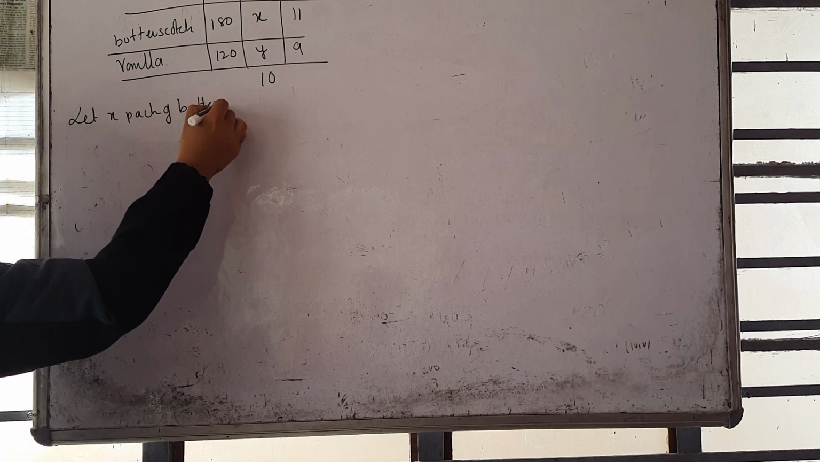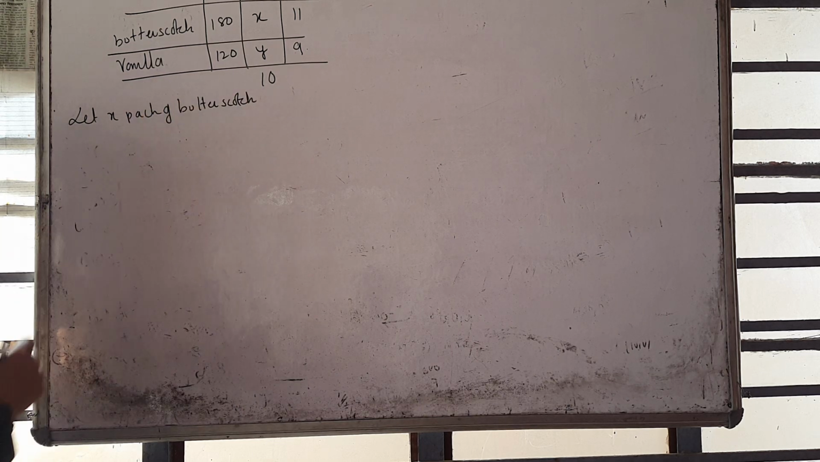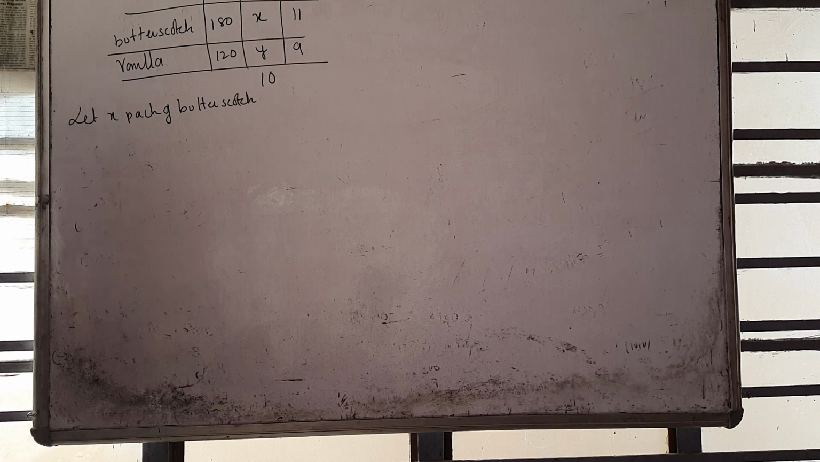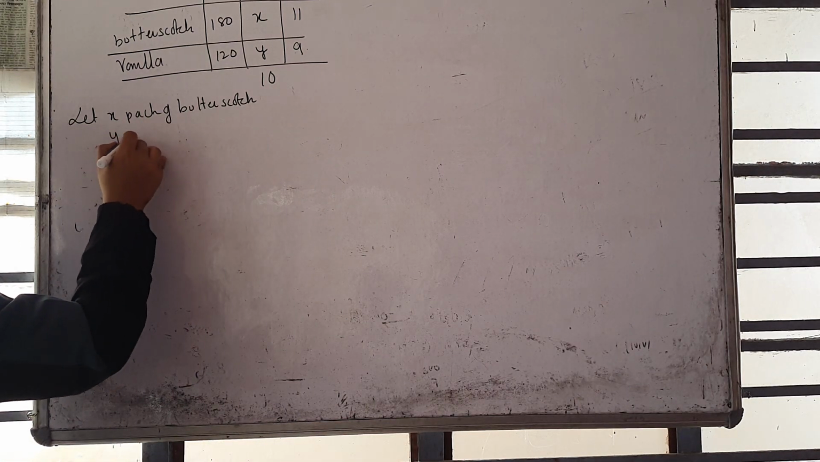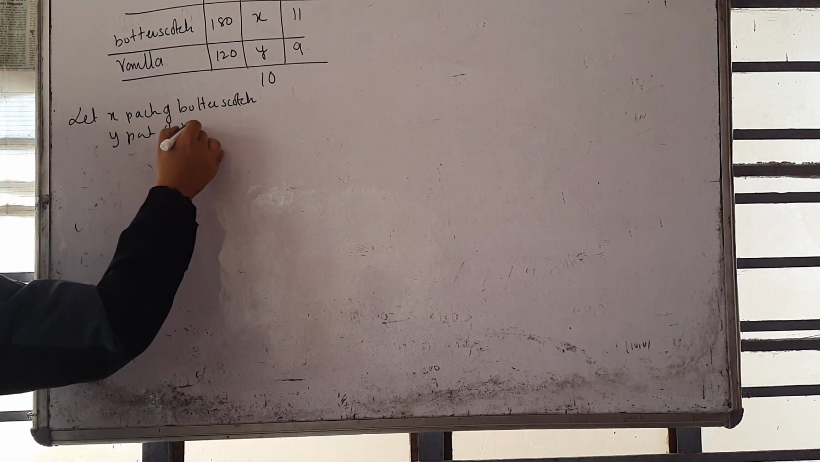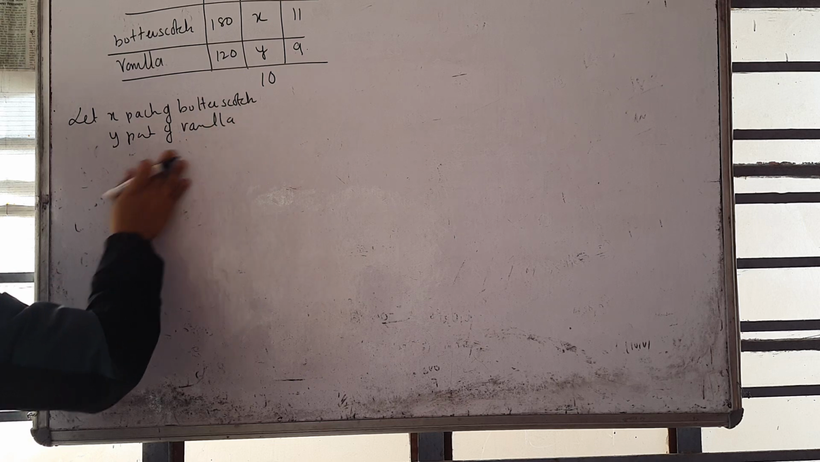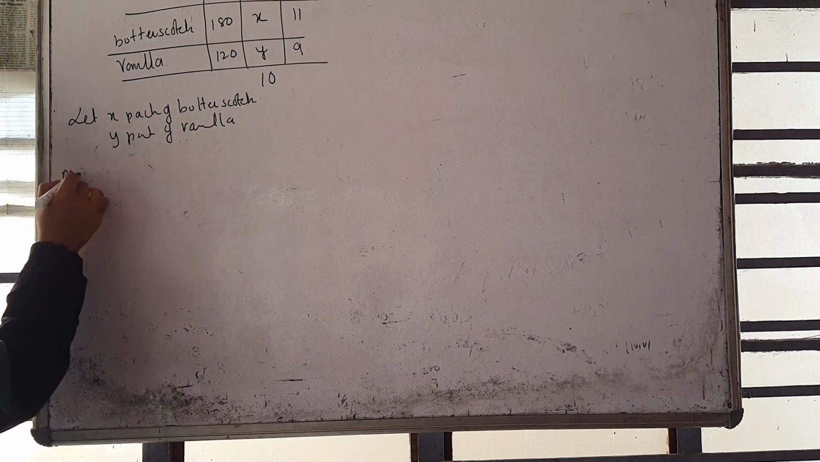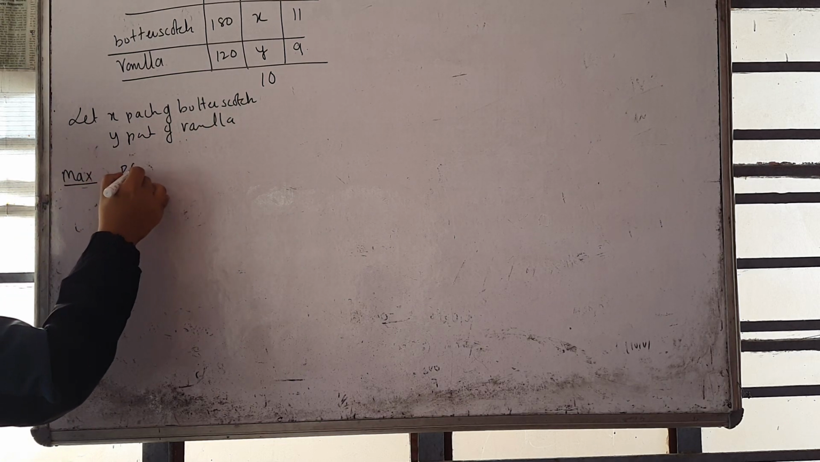Please see this. It's a 4 marks question. Is it clear? The reason why I picked up this particular question is that it is similar to 2024. Not exactly the same, but similar. X packets of butterscotch and Y packets of vanilla. I told you first check what you have to maximize or minimize. I have to maximize profit.